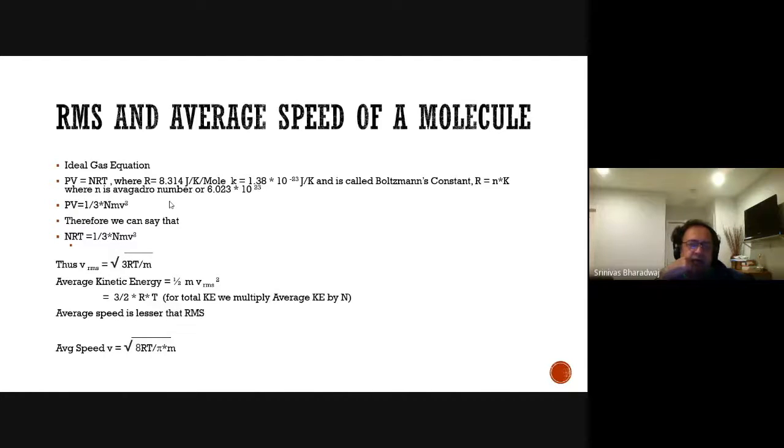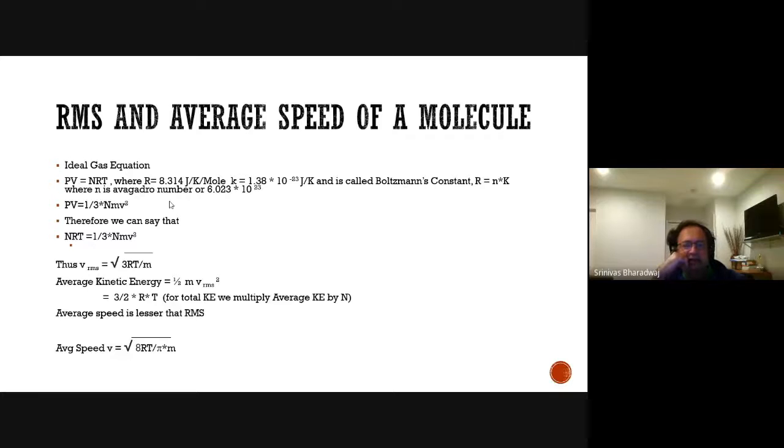So now, when we look at the VRMS from this, we say 1 by 3 mv square equals RT. The n cancels, and you take the roots, and you end up with the square root of 3 RT over M as the VRMS. Therefore, the VRMS is the square root of 3 RT over M.